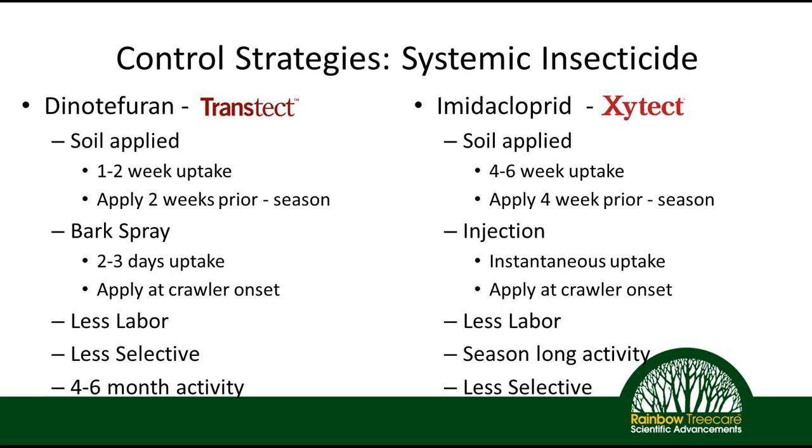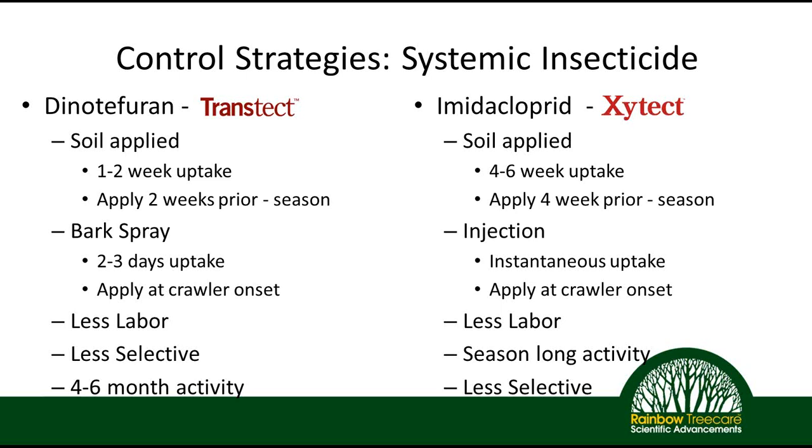With imidacloprid, it can be soil applied or injected. When you soil apply imidacloprid, which is our Zytec branded product, it takes about 4 to 6 weeks for uptake. So we should be doing the soil application either well before or up to 4 weeks prior to when those crawlers are present. Crawlers are only out for about a month and a half, and if you wait until you see them to do a soil application, this product will stay in the root zone for 4 to 6 weeks. It won't be attacking the right stage of insect, and by the time it gets into the tree, those crawlers may not be available.